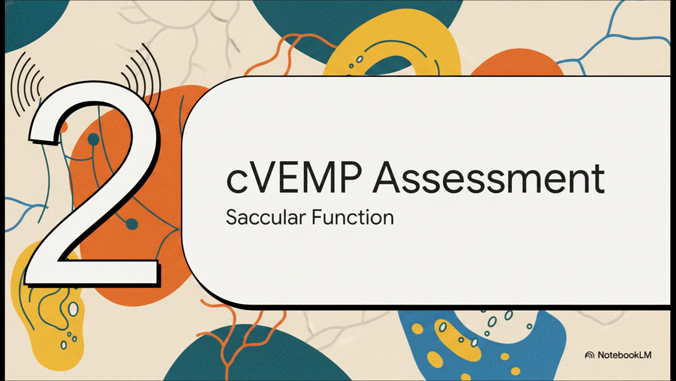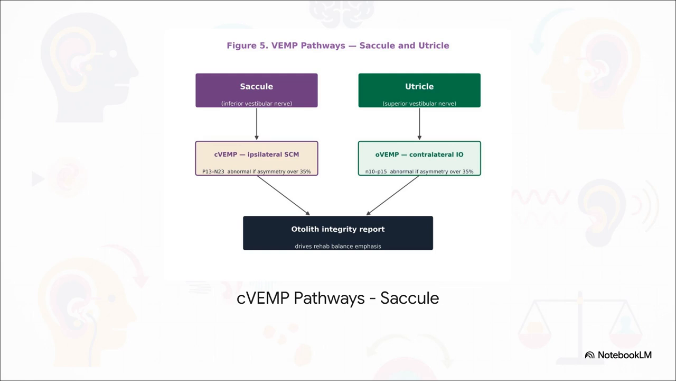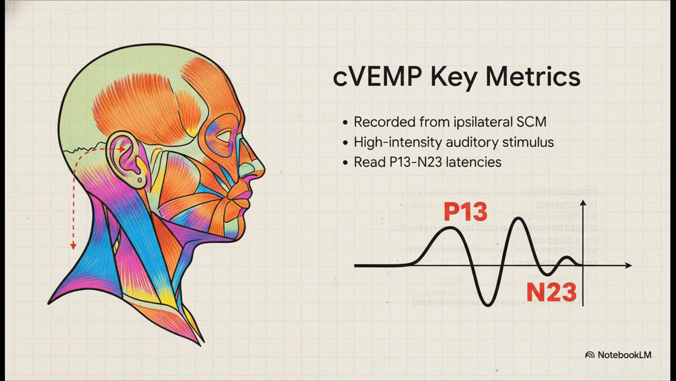Section 2. cVEMP, Saccular Function Assessment. All right, let's look at the first tool for testing otolith integrity, the cervical VEMP, or cVEMP. This test specifically measures how the inferior vestibular nerve and the saccule respond to a high-intensity auditory stimulus. It essentially gives us a direct, clear window into the structural integrity of that specific inferior routing. Now, when you actually get the report, you need to know exactly what to look for. The response for cVEMP is recorded straight from the ipsilateral sternocleidomastoid muscle, so the SCM on the exact same side as the stimulus. And the crucial numbers you want to scan for are the P13 and N23 latencies.